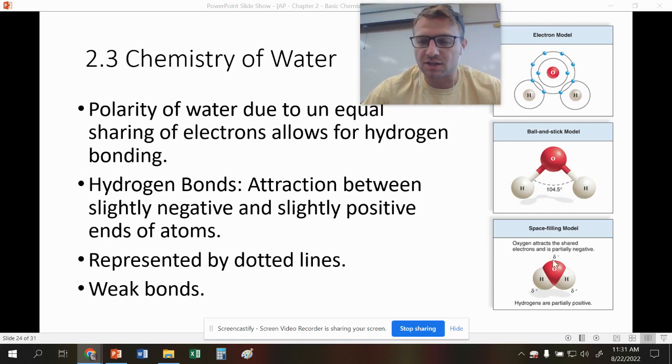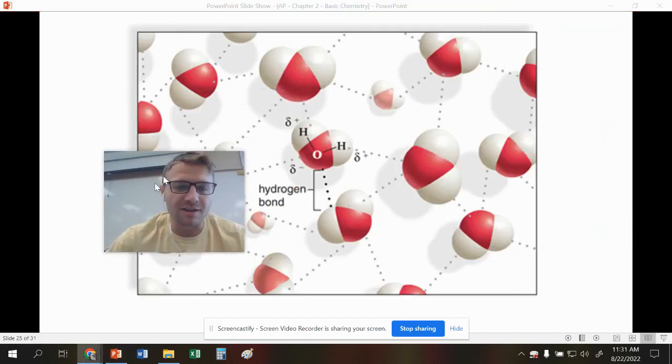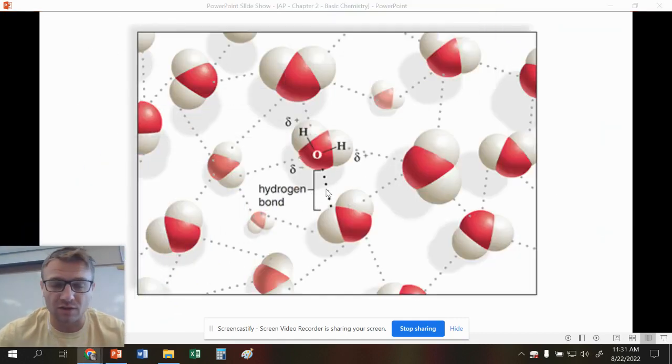You can see oxygen is very electronegative. Hydrogen is very electropositive in this water. So what that creates, and I'll show you here, are these hydrogen bonds, which are very weak. They're the weakest of the bonds that we're going to talk about, but they form between the electronegative and positive ends of different water molecules.